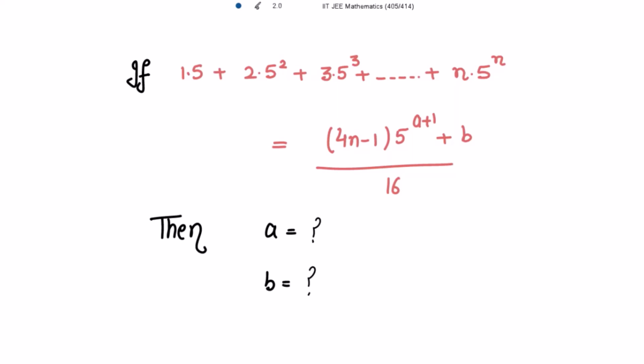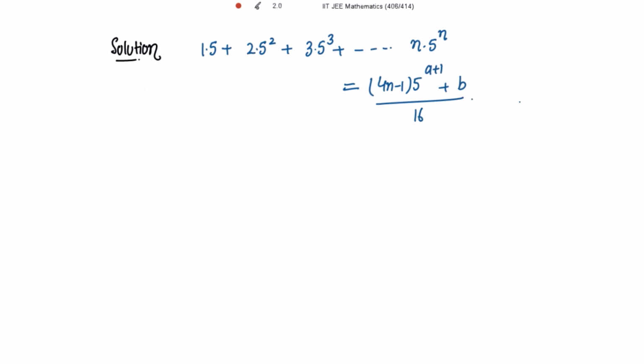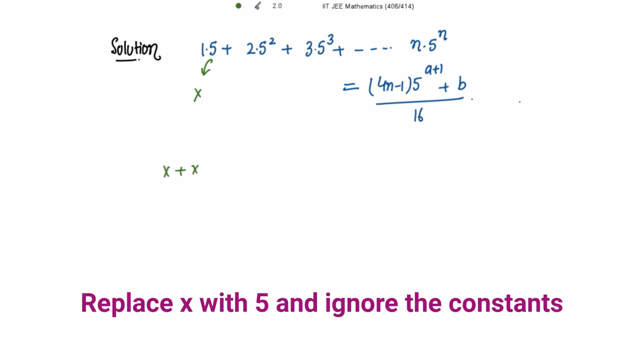is equal to the right hand side, then we need to find the value for a and b. So on the left hand side we are having this series, and for this series if I replace this 5 with x and ignoring the constants, then what series I get? I get x plus x squared plus x cubed up to so on x to the power n.